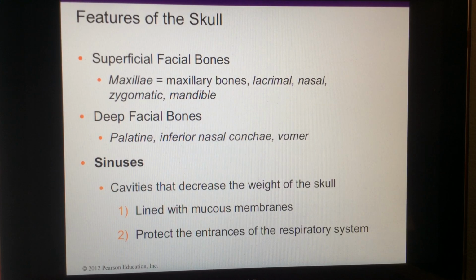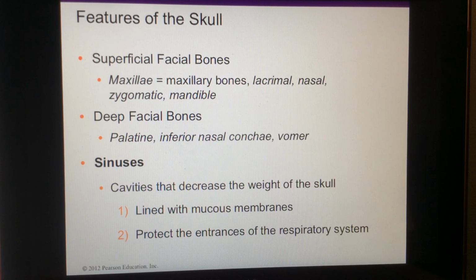The deep facial bones are your palatine, the inferior nasal concha, and vomer. So you might not necessarily see them on a straight on view. You may have to see them in a more interior view. Those deep facial bones are going to help separate the oral and the nasal cavities, basically increasing the surface area of the nasal cavities or creating the nasal septum.